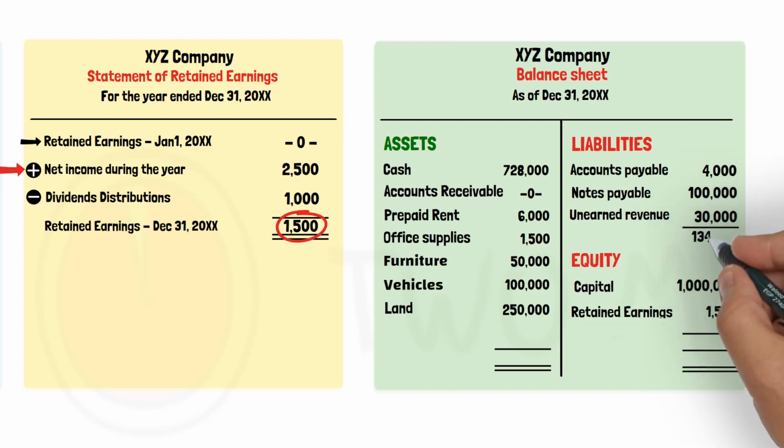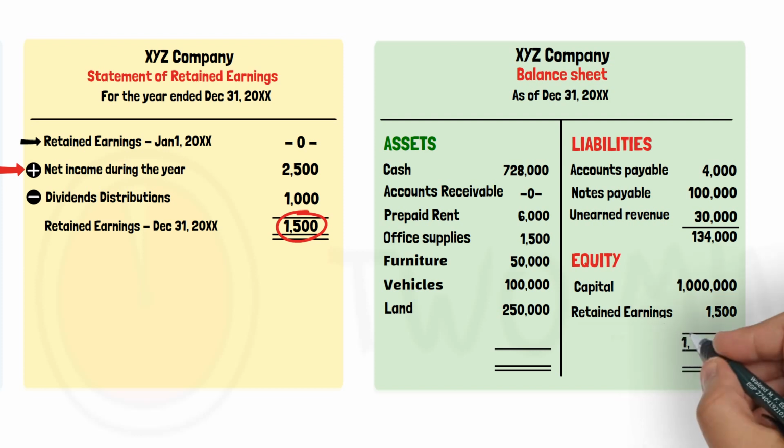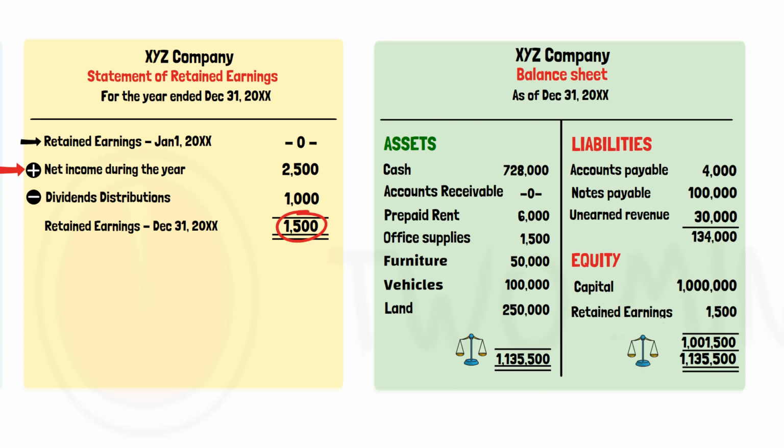Now let us add up the liabilities section, the equity section, and then the total liabilities and equity. And this is the total assets, and note that the total assets equal the total liabilities and equity, which is the accounting equation.